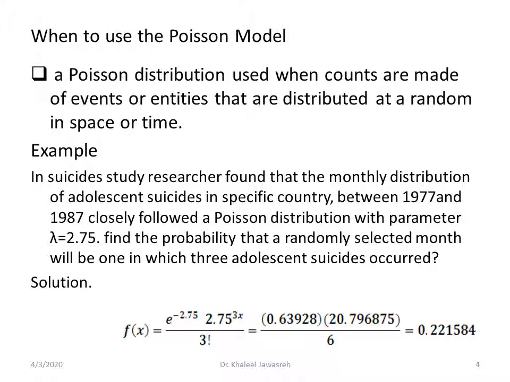So the final result is 0.221584. Again, the factorial here is 3. How can we get 6? Because we multiply 3 times 2 times 1. So 3 multiplied by 2 yields 6, and 6 multiplied by 1 is 6. And this 6 is in the denominator. Just apply the equation and put in all the values that you have in your example.